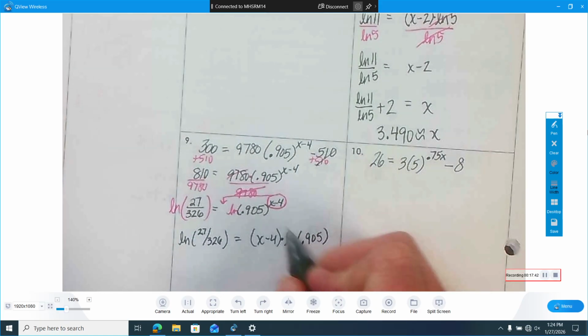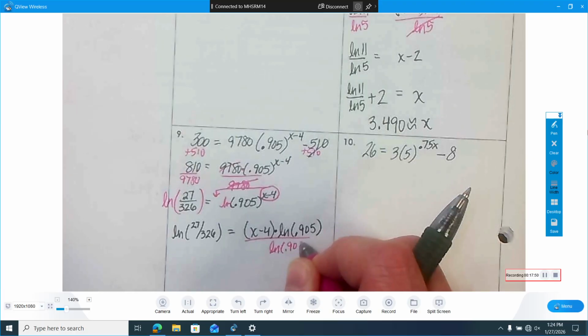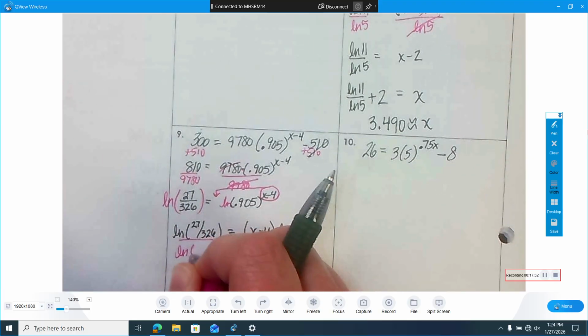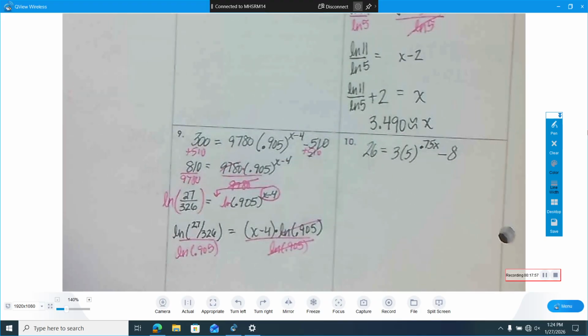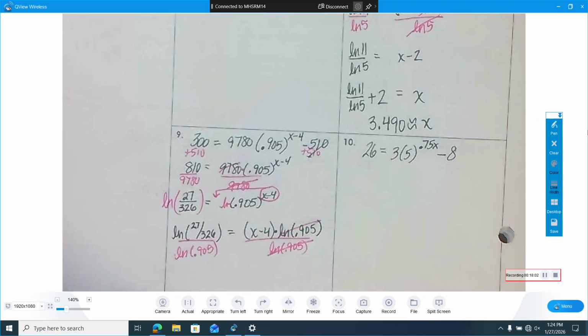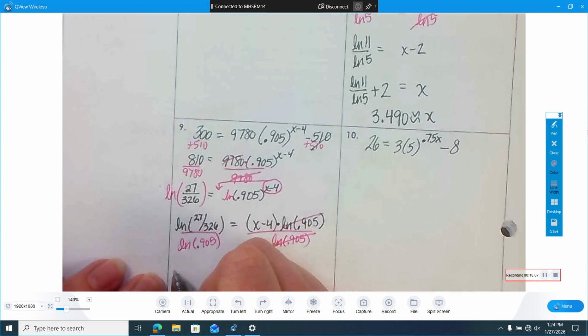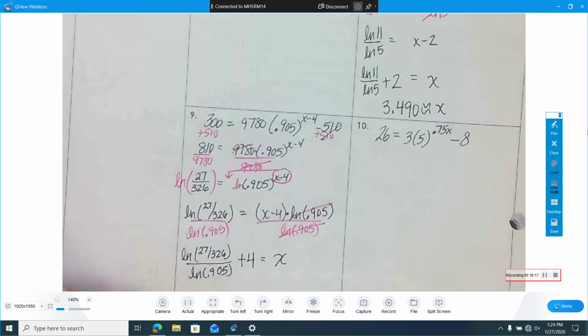Yeah, this is being multiplied in. We would have to distribute it, or I can just divide it off right here. So I can divide by the natural log of 0.905 to get rid of it, so I don't have to distribute it, so that's good. All right, and then I have this craziness. How do I get the x by itself? Add 4, yeah. So natural log of 27 over 326, all divided by the natural log of 0.905, and then a big plus 4. This is the exact answer.